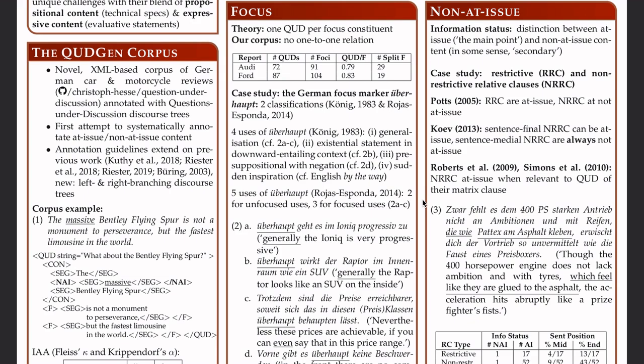But for Rojas-Esponda, it's important to distinguish between focused and unfocused uses. So there's 2 unfocused uses and 3 focused uses. And in the examples you see in 2a through c, you see 3 examples of a focused use of überhaupt, specifically that 5th class that Rojas-Esponda added. The examples in 2 are all of the occurrences of überhaupt in the QUD corpus.